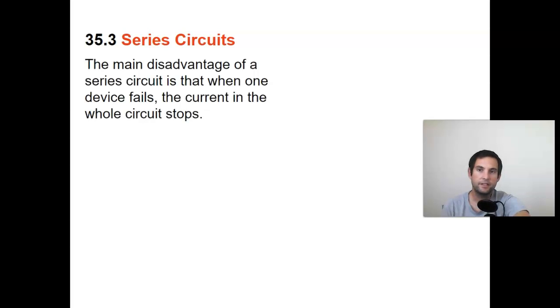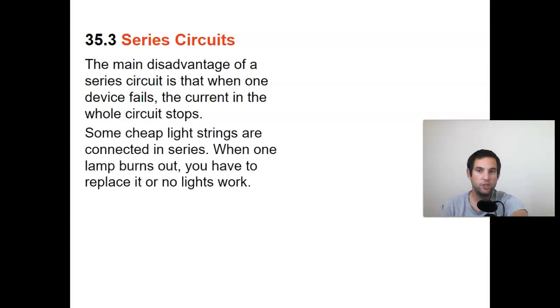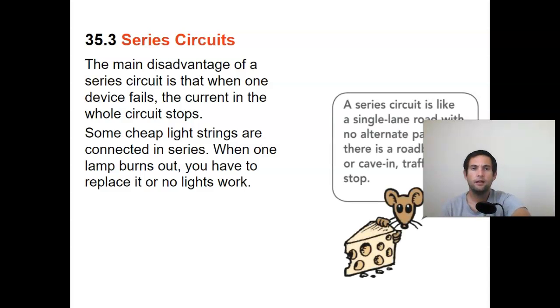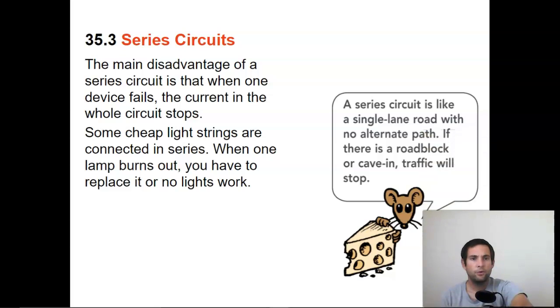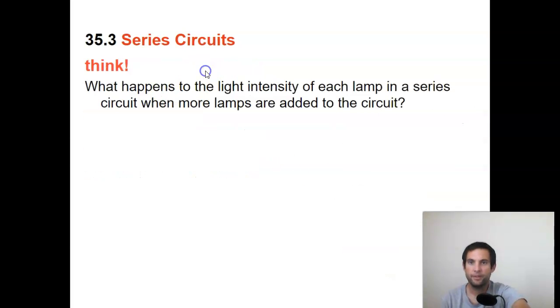The main disadvantage of a series circuit is when one of the devices fails, the current in the whole circuit stops. Some cheap light strings, like Christmas lights you might find at the dollar store or something like that. When one lamp burns out, you have to replace that lamp. Otherwise, none of the lights afterwards are going to work. It's kind of annoying. A series circuit is like a single lane road with no alternative path. If there's a roadblock or a cave-in, traffic is going to stop. If one goes out, they all go out.